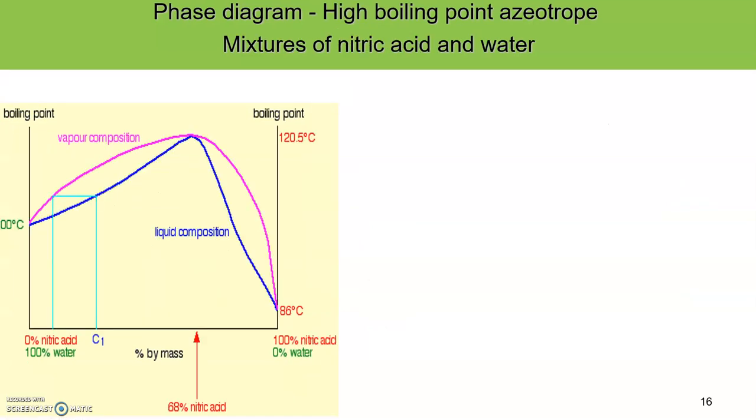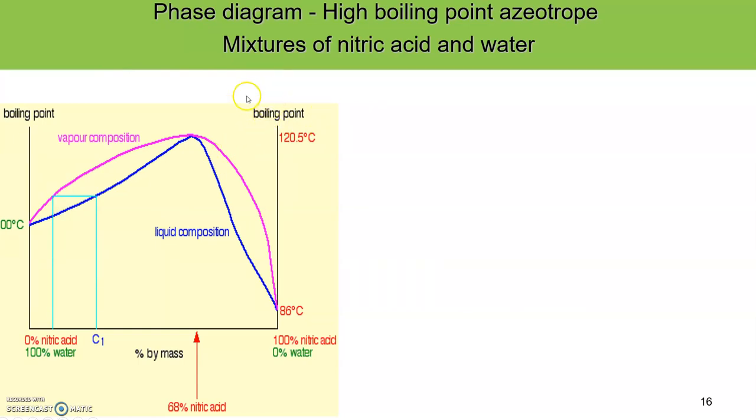So let's see the phase diagram of a high boiling point azeotrope. So here is the example. It is the mixture of nitric acid and water, and again the x-axis is the composition of nitric acid and water. From left to right shows the composition of nitric acid, while from right to left is the composition of water.